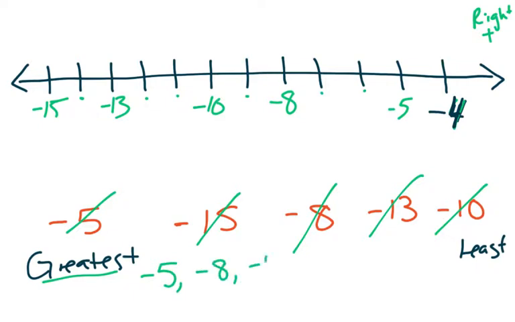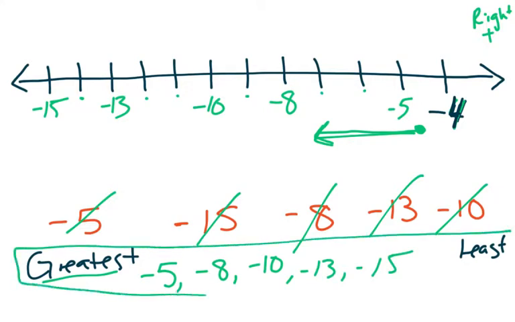Notice now that I've put them in order on a number line, it's just greatest to least means I'm reading right to left. Least to greatest means I'm reading left to right. So I'm just writing this list as I read it, starting at the right, the big numbers, and going to the left, the smaller numbers. -13, -15. There's my list from greatest to least.